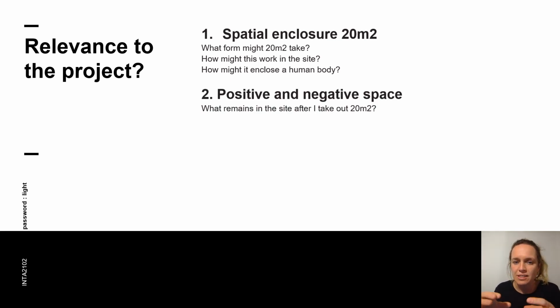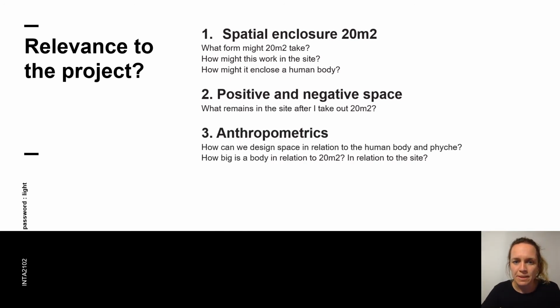The second component is that placing a 20 square meter volume into the site inherently allows you to deal with both positive and negative space. So what happens when you put this 20 square meter volume into the site? How much is left over? And in turn, how might you relate this to the micro apartment and then to the use of the rest of the space for the grocer? And finally, anthropometrics. So really this looks at human dimensions and bodily dimensions, and in this course, the relationship between space, the human body and human psyche.